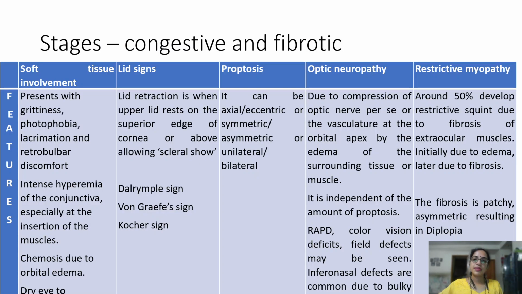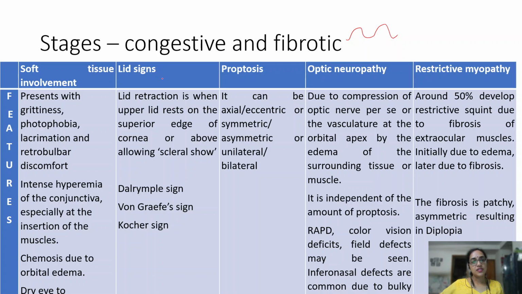So basically, it is an autoimmune process which has a bimodal presentation. Okay, so it has a congestive phase in which you get all these signs and the eyes red and inflamed, and then finally it is followed by a fibrotic phase. Okay, in the fibrotic phase you get all the sequelae of the disease. So what are the clinical features that you see? In soft tissue involvement, you can get photophobia, grittiness, lacrimation, retrobulbar discomfort, and you can see the intense hyperemia of the conjunctiva, especially at the insertion of muscles. There might be chemosis. Then dry eye can be there secondary to involvement of the lacrimal gland as well.